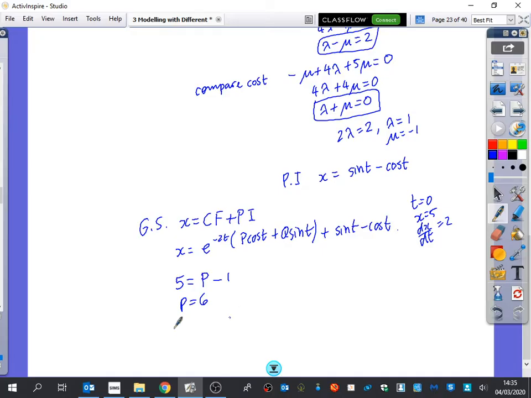Now I'm going to differentiate it. So dx/dt equals minus 2 e to the minus 2t, p cos t plus q sine t, then plus e to the minus 2t, minus p sine t, and then plus q cos t, and then sine goes to cos, and minus cos goes to sine.